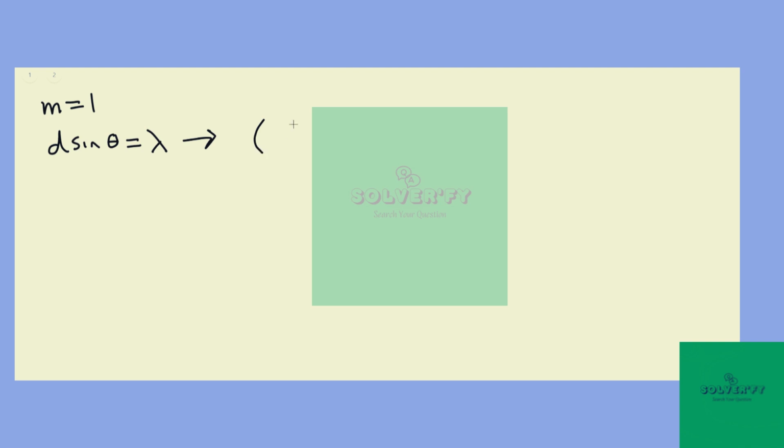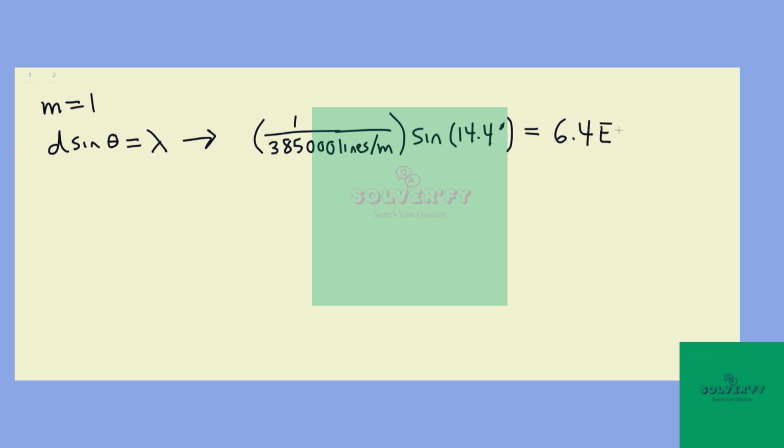And d is simply 1 over the number of lines per distance, 385,000 lines per meter. Lines is in a proper SI unit, so we'll simply get meters. Times the sine of 14.4 degrees to the first max, which will give us a result of 6.4 times 10 to the negative 7 meters. And this is the wavelength of our light. Once we have this wavelength of light, we can actually start calculating. It becomes much more clear what to do from here.